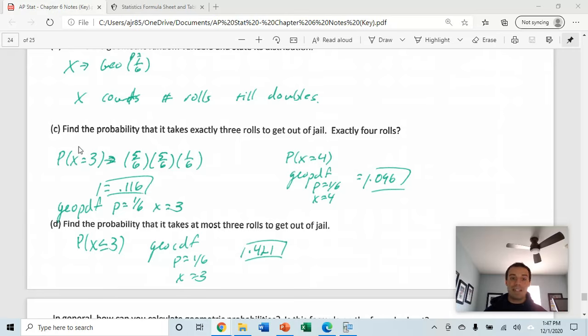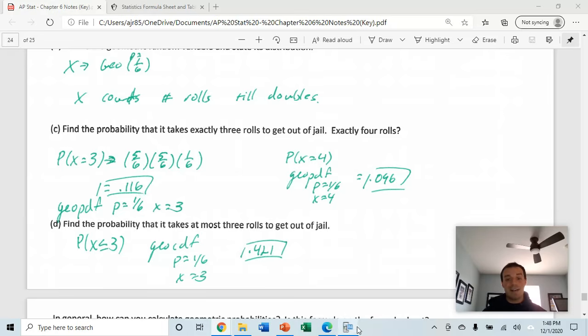If I want to know the probability it's going to take exactly 3 rolls, that means I didn't get doubles, and then I got doubles. So it's an and probability sequence. So didn't get doubles, 5/6, times another didn't get doubles, 5/6, and then on the third roll I got doubles, 1/6. So I can just multiply these across and I would get 0.116.